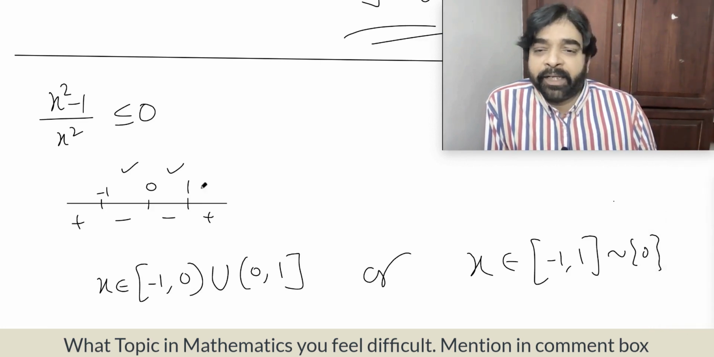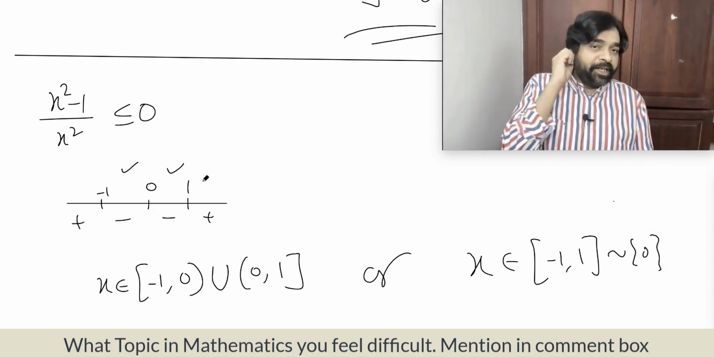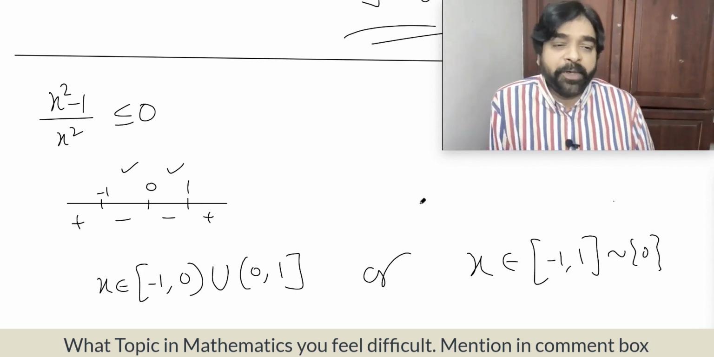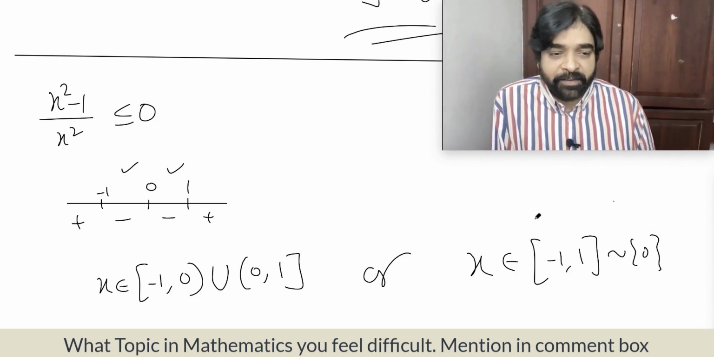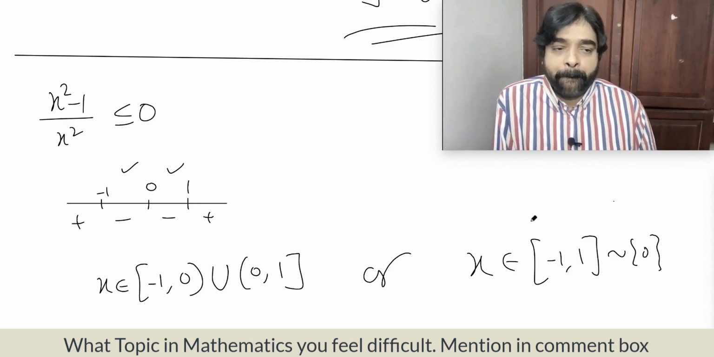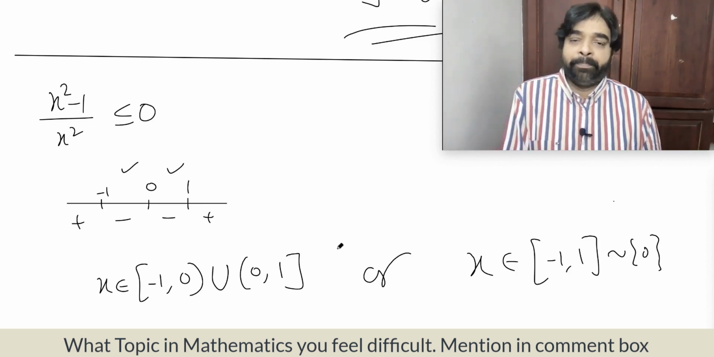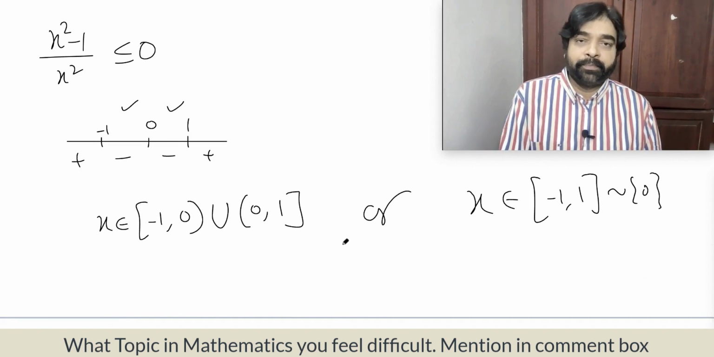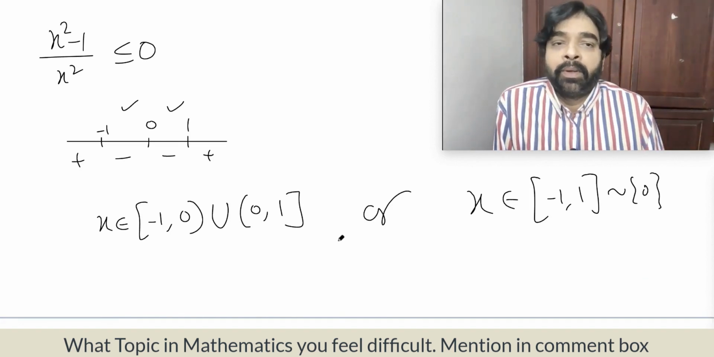If a repeated critical point is not there, no need of rechecking. Verification is needed only in the case of a repeated critical point. If there is no repeated critical point, no need of verification. Is this clear?